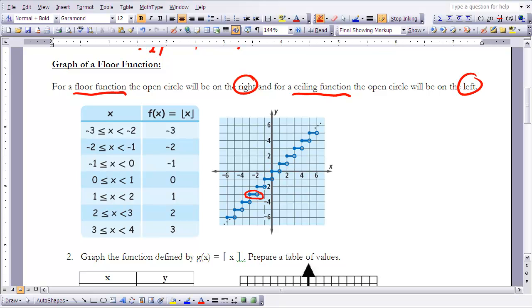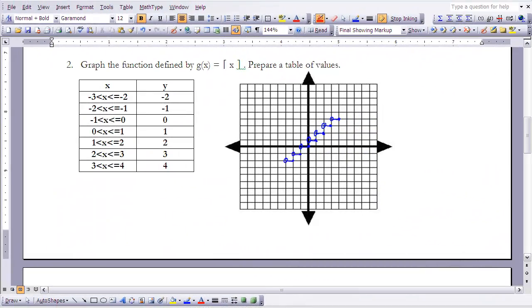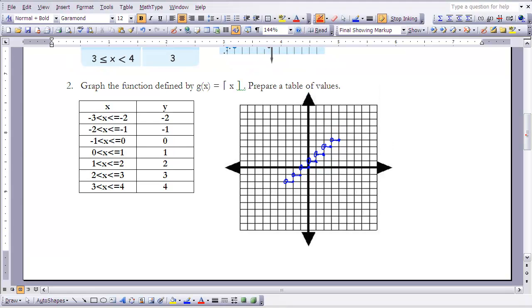In example 2, I'm going to graph the ceiling function, and it looks exactly like the floor function, except that now the open circle is on the opposite side. Instead of the right-hand side, it's on the left-hand side. All the values between -3 and -2 round up to -2, so they're all at -2 here. That's what the graph of the ceiling function looks like.